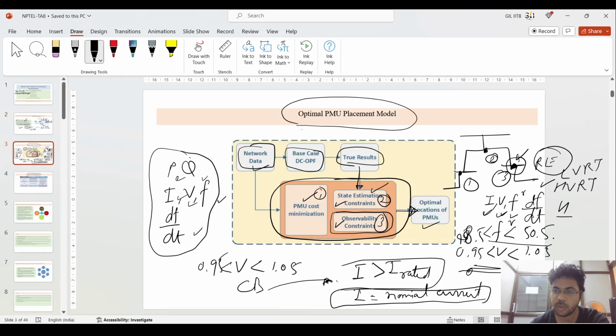The states are voltage, frequency, rate of change of frequency, and inertia. Based upon the factors that you consider inside of this, you follow all the constants inside this cost optimization. Then there is the observability constant.